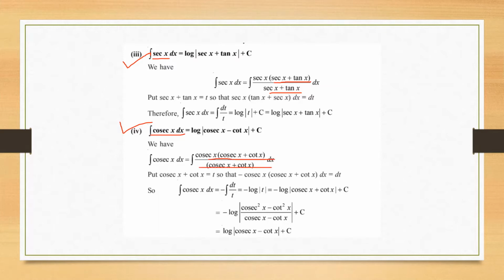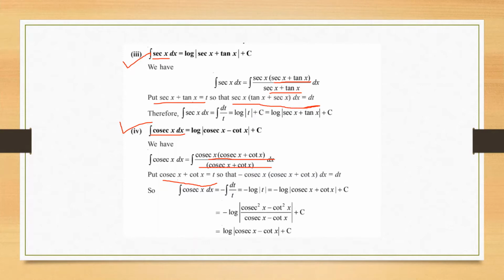Now, what do we do then? Again, we put the denominator equal to t. See, here also the denominator equal to t. Now, what is the derivative of secant x? It is secant x tan x. And what is the derivative of tan x? It is secant square x. So can I take secant x common? After opening it, you will get the same thing, and dx is equal to dt.